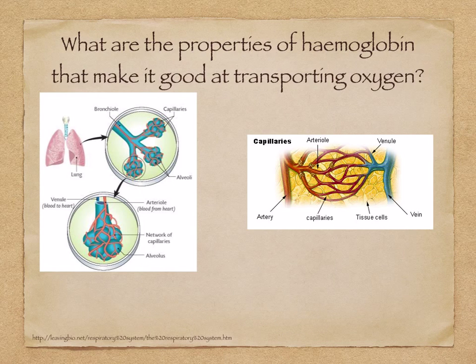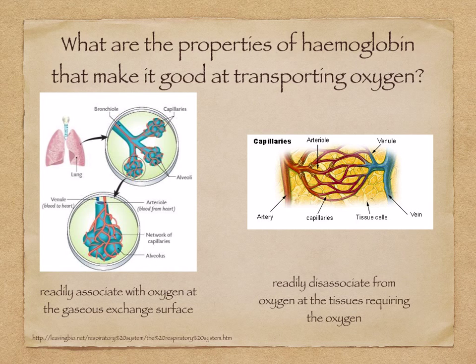What are the properties of hemoglobin that make it good at transporting oxygen? You know that hemoglobin picks up oxygen in the lungs, where the concentration of oxygen is high, and then it releases the oxygen in the tissues where the oxygen is low. This means that it readily associates with oxygen at the gaseous exchange surface and readily dissociates from oxygen at the tissues requiring the oxygen.